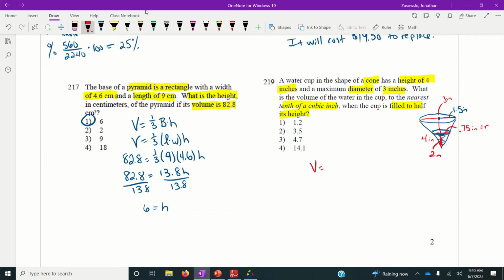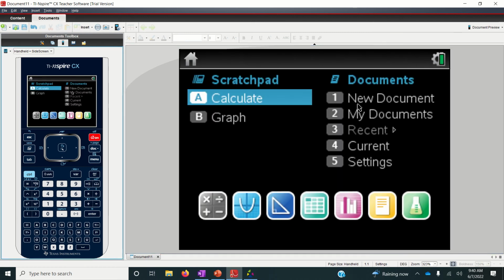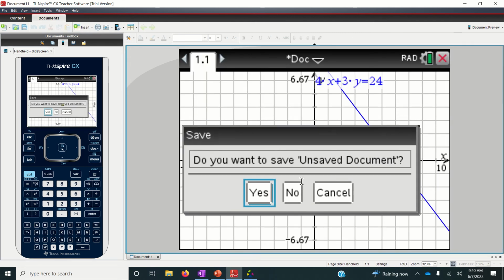So the volume, when it's halfway, okay, is going to be 1/3 the area of the base, which is a circle, so pi r squared times h. So volume equals 1/3 pi times the radius, right, we said is 0.75 squared, and then the height is 2. So if we take our calculator, we'll be doing that for our next video here.